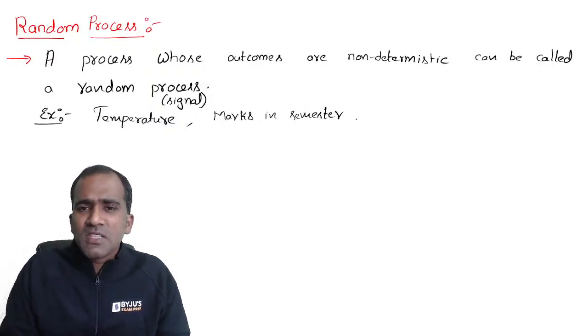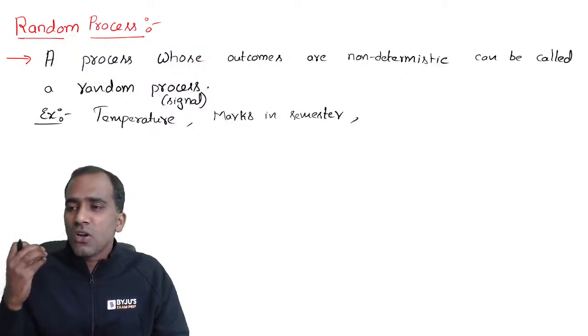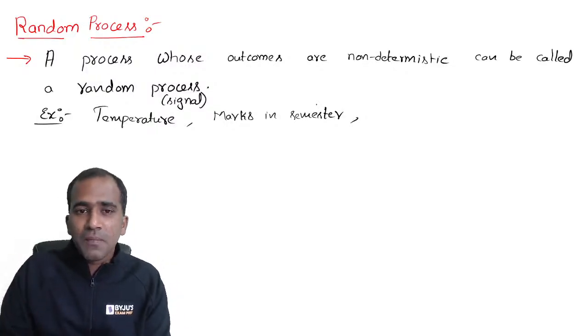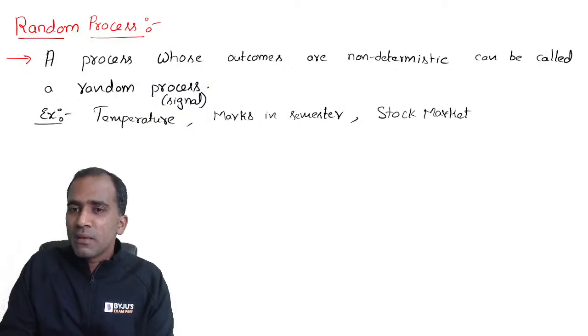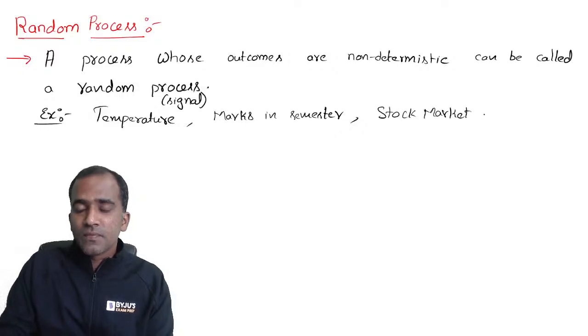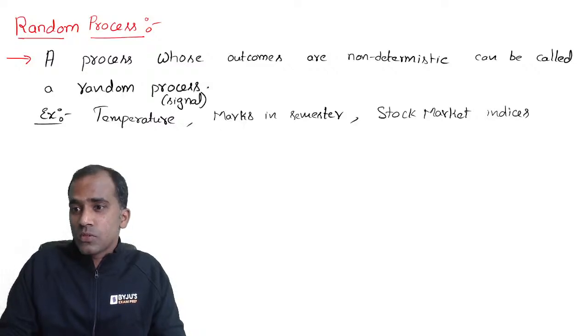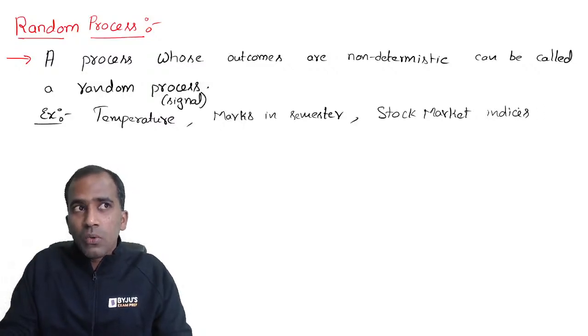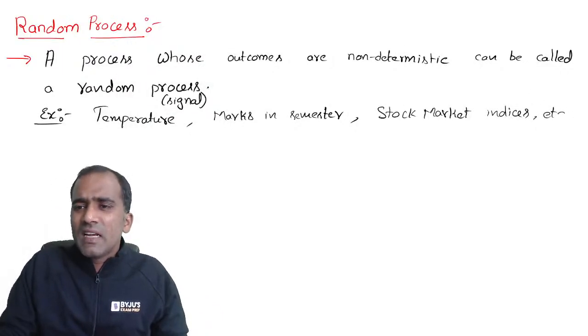Okay. Marks in semester, everything in this world, if you observe carefully, is random in nature. If you just look around, you can see lots and lots of random processes. Marks in semester, or how a stock market moves. Every day stock market changes its values, right? And how it changes, nobody can predict, right? Stock market indices, how Sensex moves, how Nifty moves, or how S&P 500 US market moves, okay? And like that, we can take n number of examples.